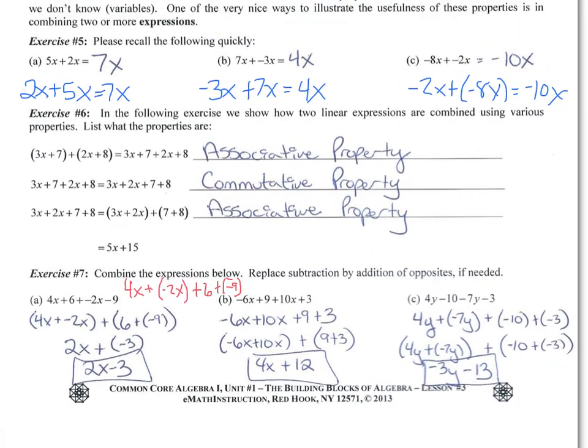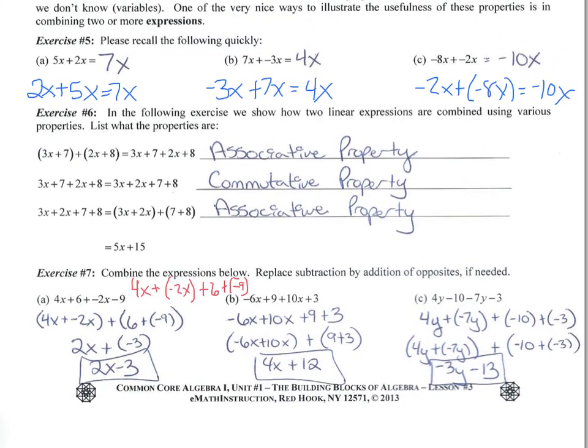Exercise 7, and then we'll be done. Combine the expressions below. Replace subtraction by addition of opposites if needed. So for letter A, please follow along because I rewrote this last minute. For this very first part here, the very first thing I did was I rewrote it as 4x plus negative 2x plus 6 plus negative 9. So all I did was I switched the 6 and the negative 2. So that was a commutative property. And then I decided to associate the x's together and the numbers together. I combined like terms and got 2x minus 3.